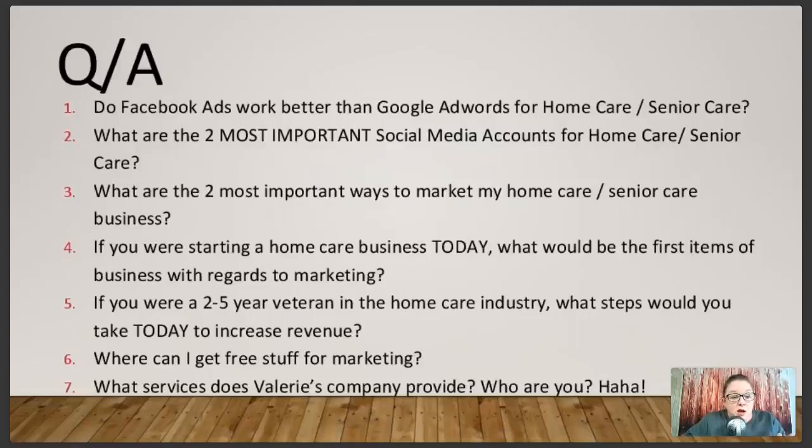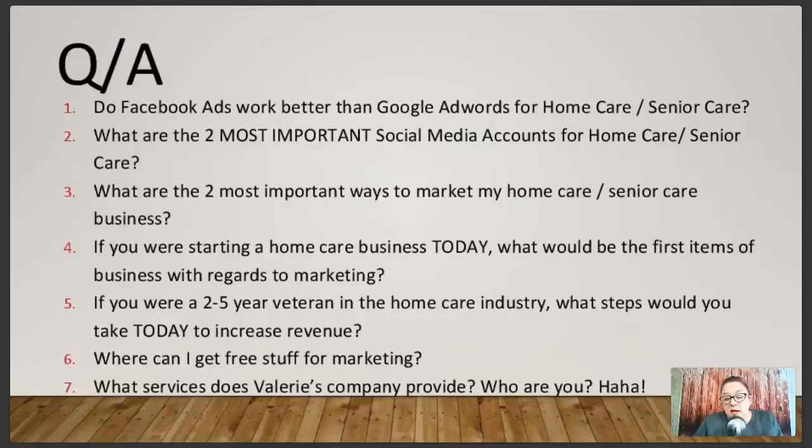Okay, let's see. Two most important ways: in-person networking and online marketing. You have to be able to online market. If you are starting a home care business today, what will be the first items of business with regards to marketing? And by the way, folks, if you have questions over in the right-hand side, feel free to type them in.